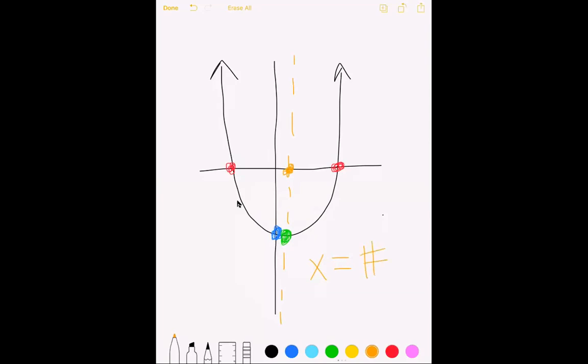And then you always have a max or a min for your vertex. Would this be the maximum or the minimum of the graph? Maximum? No, this one would be a minimum because it's at the bottom. Think about when you do the minimum amount of work on an assignment. So it would be really small. So the minimum would be the y value of your vertex.